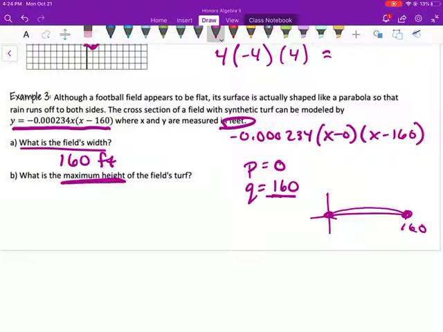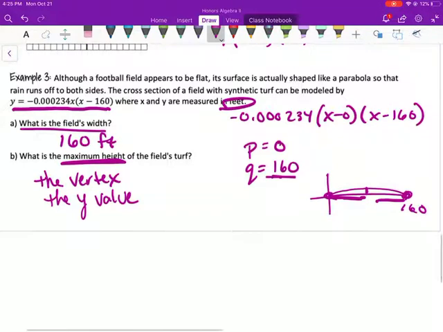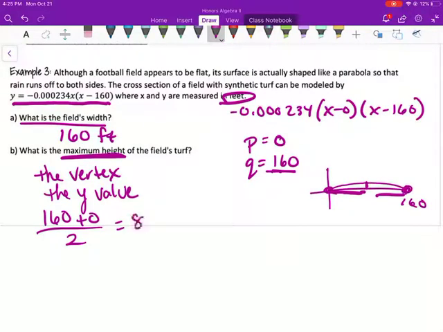What is the maximum height of the field turf? Well, that's asking for the vertex. Now, which part of the vertex is it asking for? Well, it's asking for the height. So not how far it is from the width, it's asking for the height. So it's not asking for the x, it wants to know the y value of our vertex. Well, we find our vertex by taking 160 plus 0 divided by 2. That gets us the x value. So 160 divided by 2 is 80.